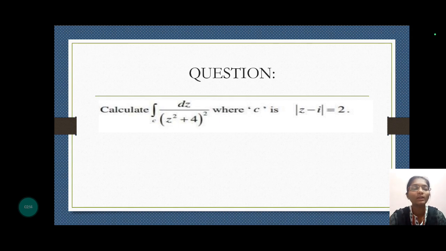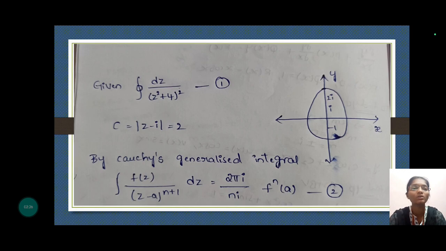Let us see an example problem. Evaluate the integral over C of dz by (z square plus 4) whole square, where C is modulus of z minus i equals 2. Let us see the solution. Given the integral dz by (z square plus 4) whole square, we take it as equation 1, and also given that C is mod of z minus i equals 2.